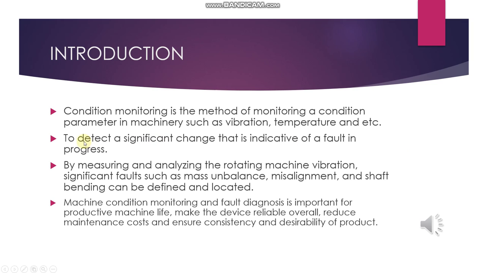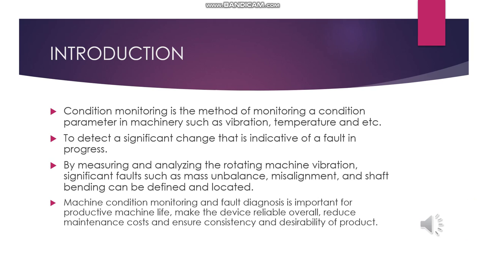The next point is condition monitoring to detect a significant change that is indicative of a fault in progress. So, if the analysis spectrum shows the symptom of a fault such as misalignment or unbalance, the operator or engineer can easily plan the maintenance and decide what has to be done to resolve the machine problem.